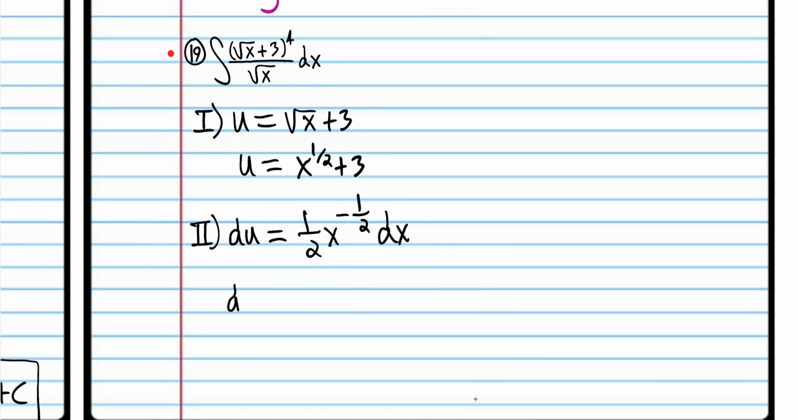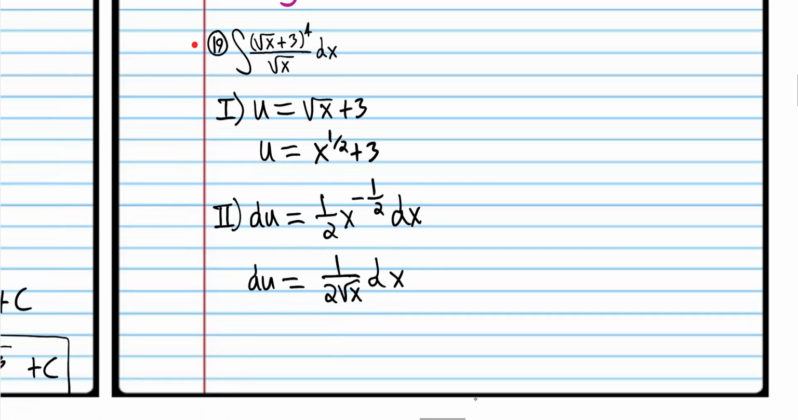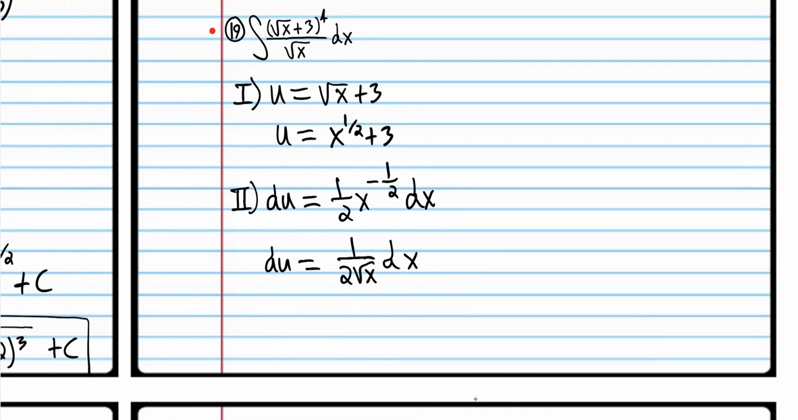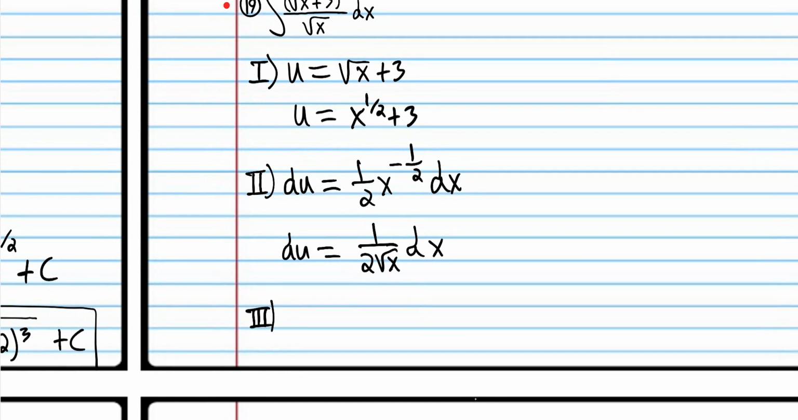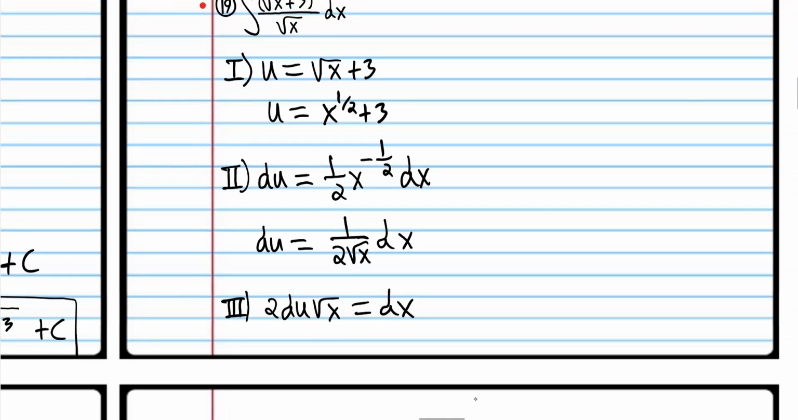So that was step number 2, but I'm going to simplify this a little bit and write that as 2 root x. Remember, negative 1/2 power means 1 over root x. And now I'm going to go to step 3. And I'm going to multiply both sides by 2 root x to solve for dx. That's always step 3, is you solve for dx.